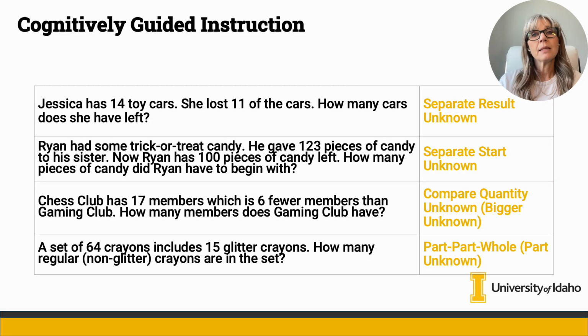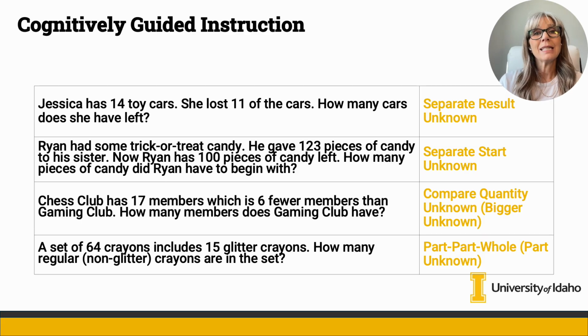The first problem is a separate result unknown because there is an action of taking away and the result is the unknown component. The second problem is a separate start unknown. Like problem 1, it also has a removing action. He gave the candy to his sister, but this time the initial amount is what's missing. The third problem is a compare quantity unknown. We know one of the elements being compared and how much larger it is than the other element.